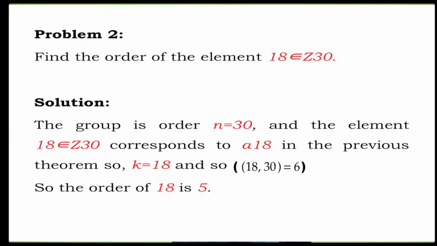Similarly, we will do problem number 2. Find the order of the element 18 belonging to Z30. So the group is of order n equal to 30. The element 18 belonging to Z30 corresponds to a power 18 in the previous theorem. So k is equal to 18, and the GCD of 18 comma 30 is 6. So 30 divided by 6 is 5. The order of 18 is 5.